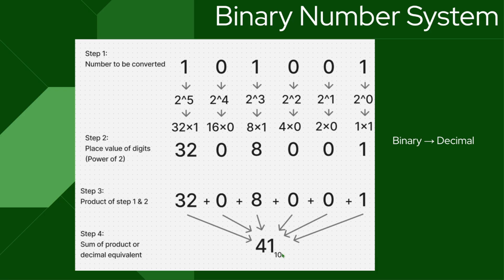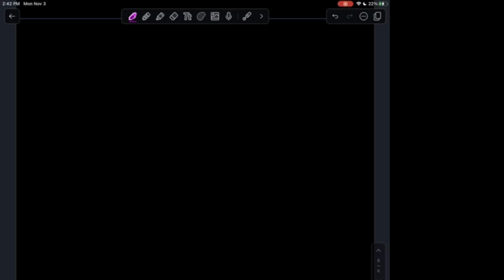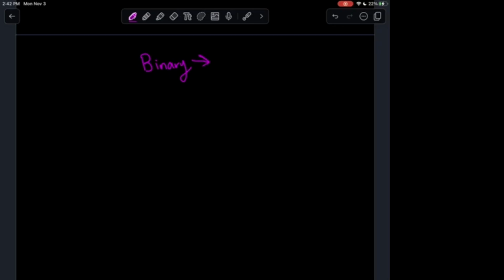Let's do another one. Let's break it down a little bit more. Let's convert a binary number to decimal. I'm going to take this binary number here: 1, 1, 0, 1, 1. Let's get another space. I'm going to break this down.